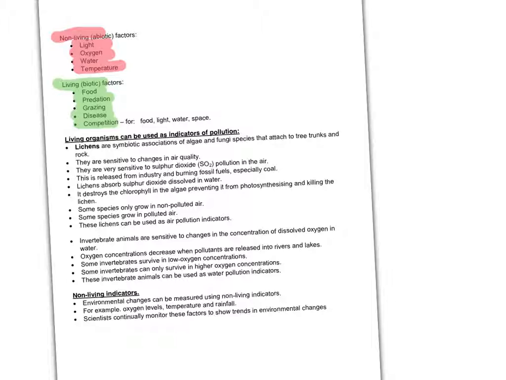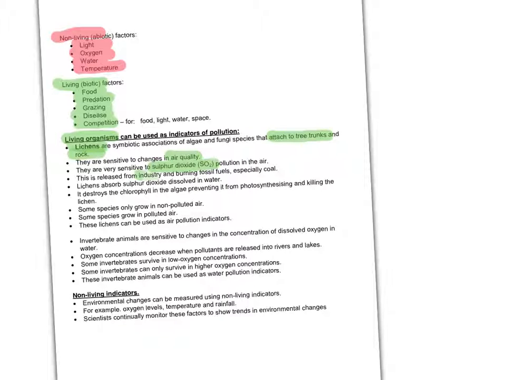In a similar way to how living biotic and non-living abiotic factors can affect a population, living and non-living organisms can also be used as indicators of pollution. A common example of living organisms being used to indicate the levels of pollution is the use of lichens. Lichens are found attached to tree trunks and rocks and are very sensitive to changes in air quality, in particular the levels of sulfur dioxide.